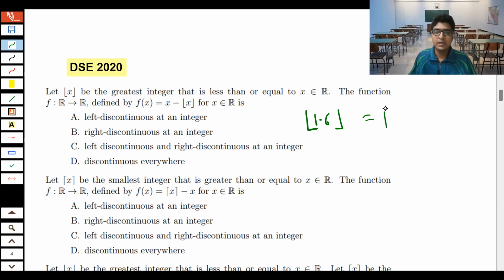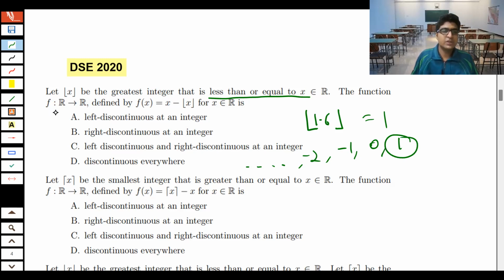1 is the greatest integer that is less than or equal to 1.6. So what are all the integers that are less than or equal to 1.6? Well, those are -1, 0, 1, -2. So all these integers are less than 1.6. And what is the greatest out of them? Well, the greatest of them is 1. Okay, so that's how this works.